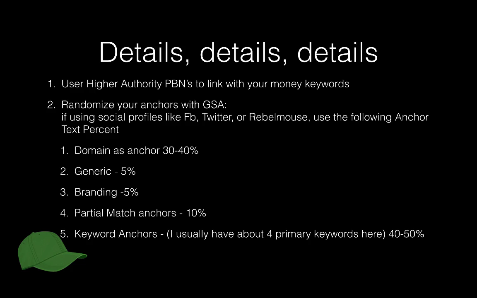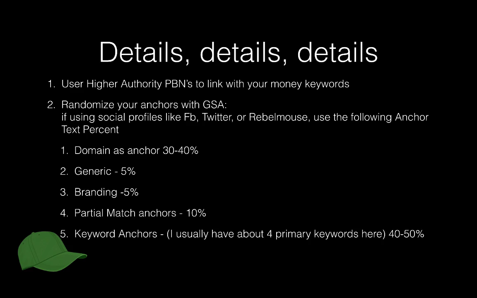Okay. Next, you want to be sure that you randomize your anchors with GSA. So if you can randomize them with GSA and have a good random mixture of anchors going to it, and then you've got your PBN that's higher authority than what the GSA links are going to be, and you've got your main primary keywords that you're wanting to link to from your PBN, then it's going to help you in terms of ranking for those bigger money terms, okay? So I hope that makes sense.